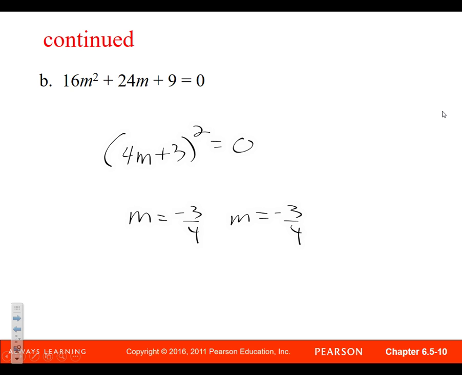Now, did anybody get the same solution twice here? Okay, that's called duplicity. That just means you got the same solution twice. One solution happened twice. So this is that scenario where it touches the x-axis and it just bounces back up. Okay? Questions there? Anybody have questions on this problem? No?